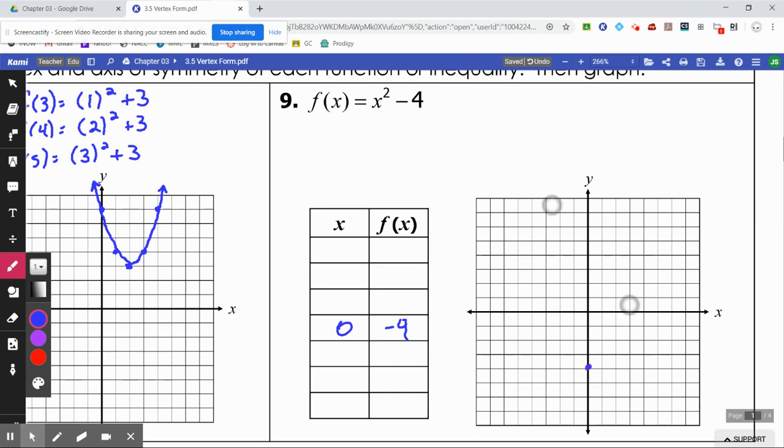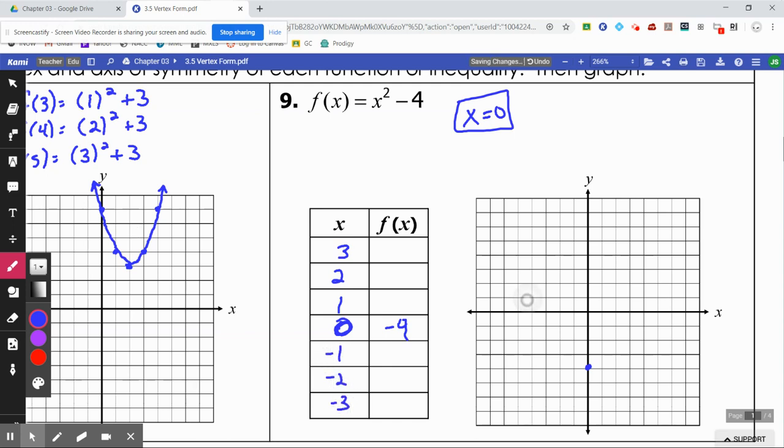Your axis of symmetry would be x equals 0 if you need it. It's always going to be the same as this 0 value in your vertex. Your axis of symmetry will always pass through that vertex. Then we're plugging in numbers on each side: 1, 2, and 3, negative 1, negative 2, and negative 3.